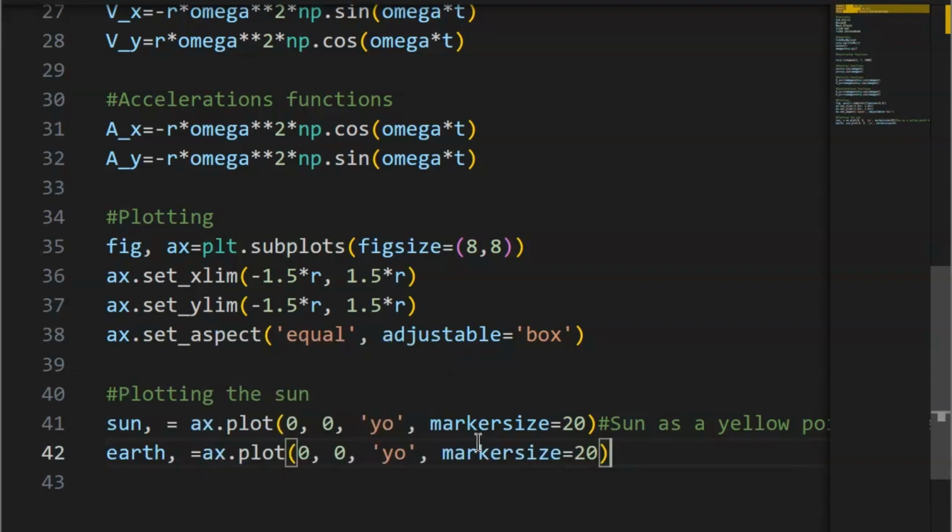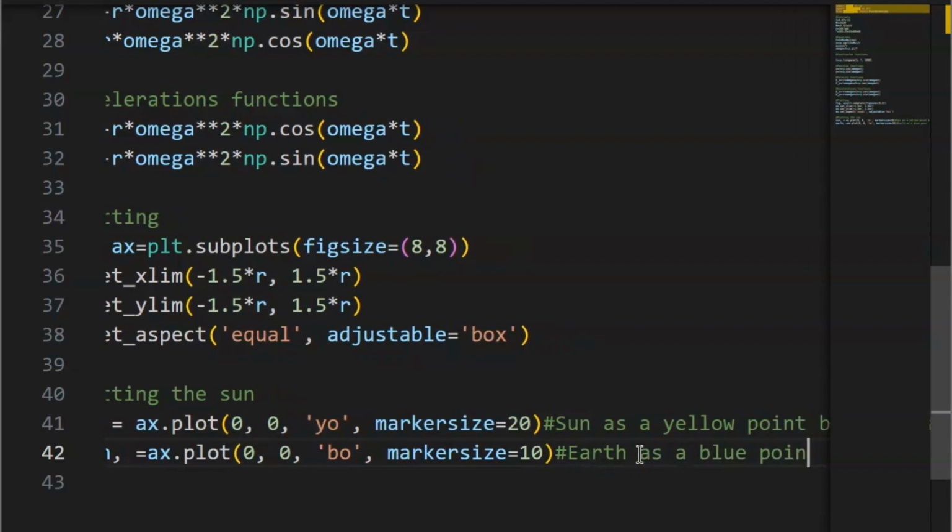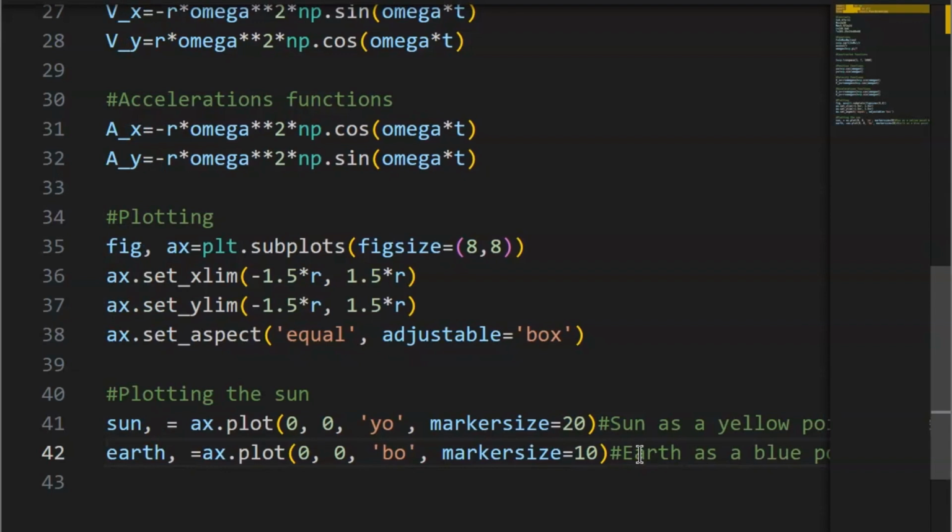Dot plot. I'm just going to change this to BO since we want it to be blue, and marker size to be 10, which is going to create Earth half the size of the Sun. Of course that's not real, but for our case we can imagine it that way. Anyways, it doesn't affect the motion of any of the planets or the celestial bodies.